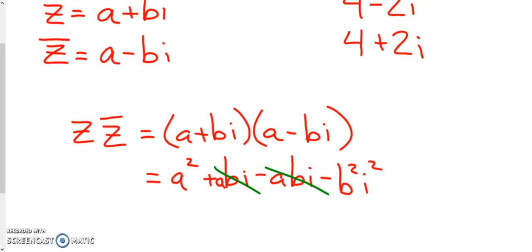What happens to this? Which would make that negative, right. So this would be a squared plus b squared. So if you're multiplying conjugates together, you square the real part, you square the imaginary part, you add them together, and that's a nice little shortcut. If you forget, just FOIL it out, you'll get the same thing.